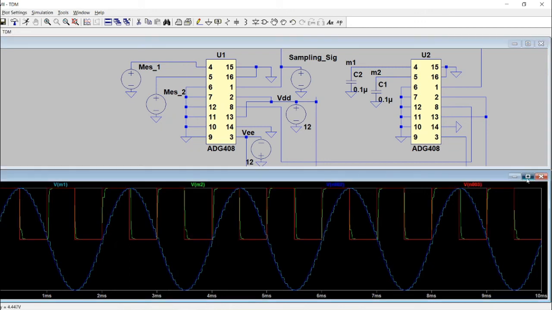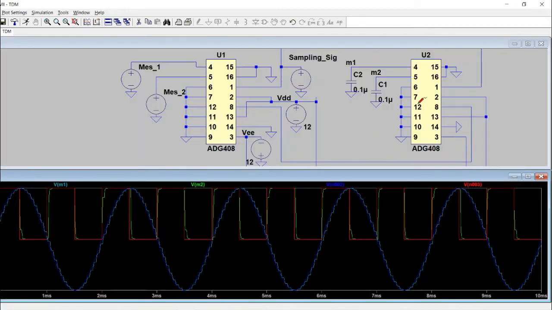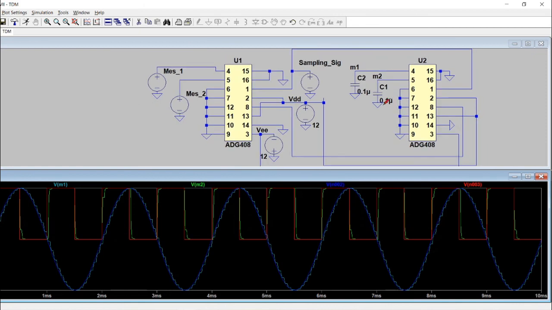Yes, some high frequency component is still there, that's why you can observe the step-like waveform, but you can faithfully recover back your signal with particular design parameters, that is increasing the capacitor and optimizing the different parameters involved. Okay, so this is about our TDM, time division multiplexing and demultiplexing.